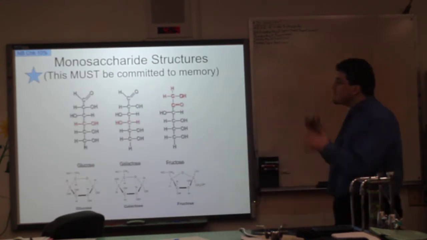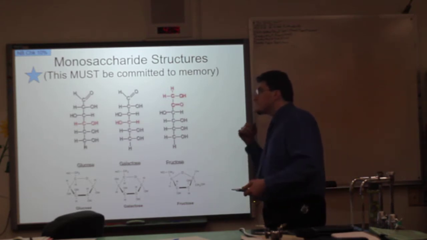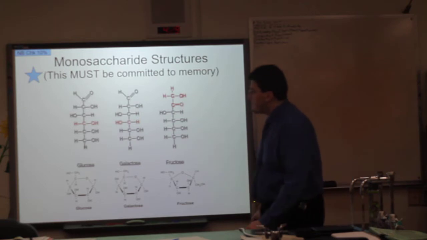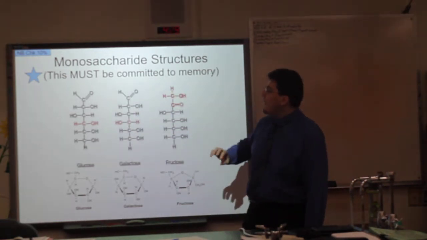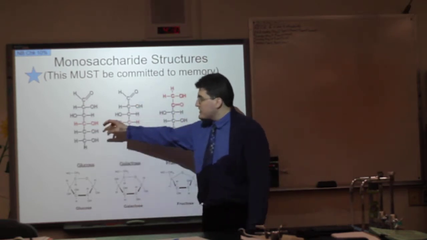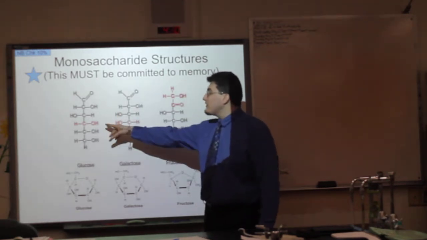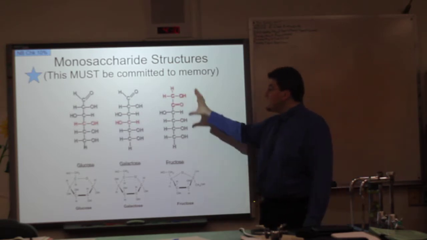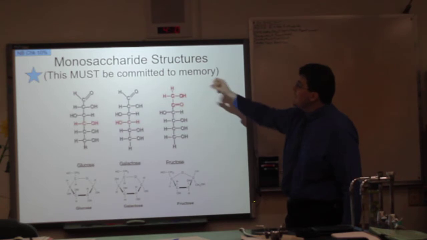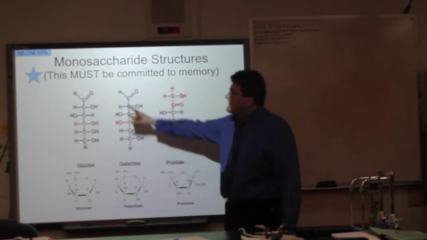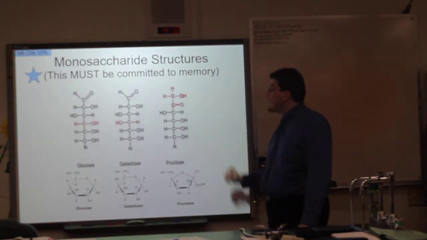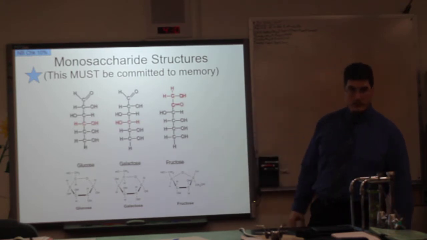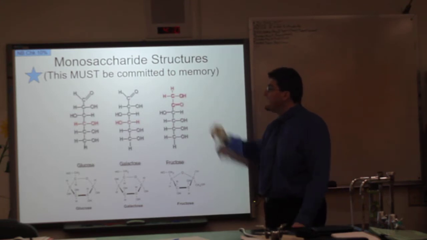Now, this must be committed to memory: the Fischer projection and ring form structures of glucose, galactose, and fructose. They differ in a few changes, and that is all. Glucose versus galactose in the Fischer projection: on the 4th carbon, the hydroxyl group is on the right in glucose, and in galactose, the hydroxyl group is on the left. In fructose, it is the same as glucose, only you have switched where the double bonded oxygen is. Instead of on the end as an aldehyde group, it is now on the 2 carbon as a ketone. So that makes this an aldose sugar, and a ketose sugar, based on where that double bonded oxygen is. Aldehyde, aldehyde, ketone.